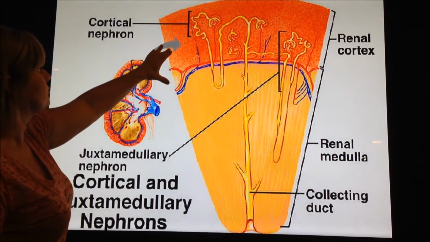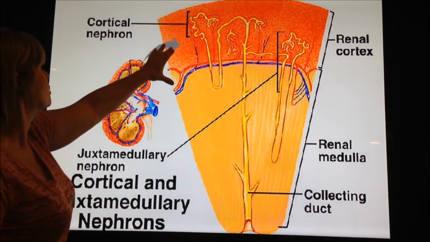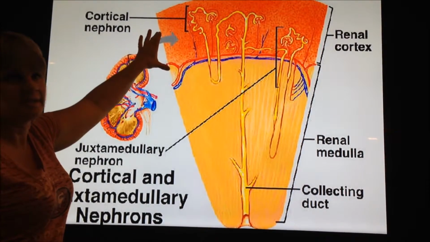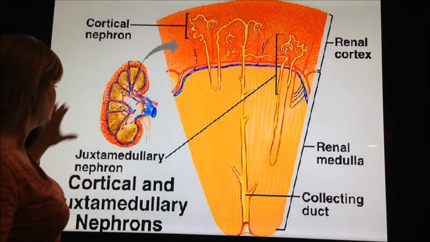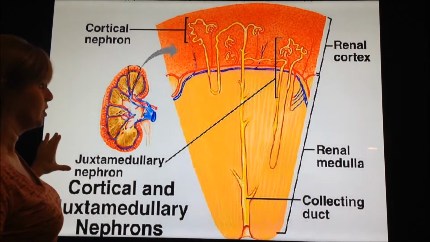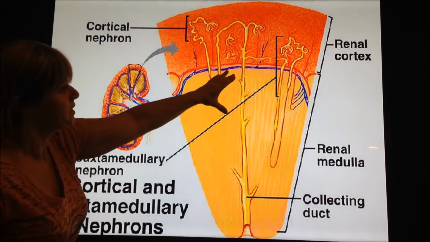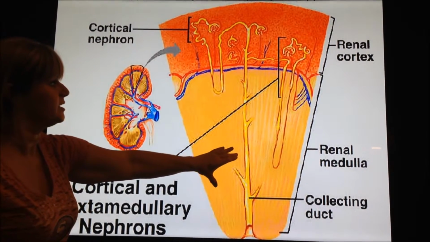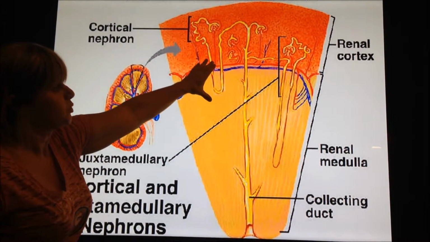And most of our nephrons, about 80% of them, are cortical nephrons, which are located in the cortex, the outer region of the kidney. And then we have the juxtamedullary nephron, and they are actually located a little closer and into the medulla area of the kidney and begin in the cortex.